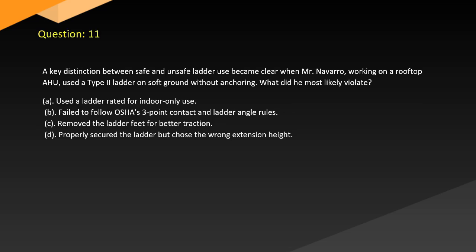Question 11. A key distinction between safe and unsafe ladder use became clear when Mr. Navarro, working on a rooftop on Oahu, used a ladder on soft ground without anchoring. What did he most likely violate? A. Used a ladder rated for indoor-only use. B. Failed to follow OSHA's 3-point contact and ladder angle rules. C. Removed the ladder feet for better traction. D. Properly secured the ladder but chose the wrong extension height.